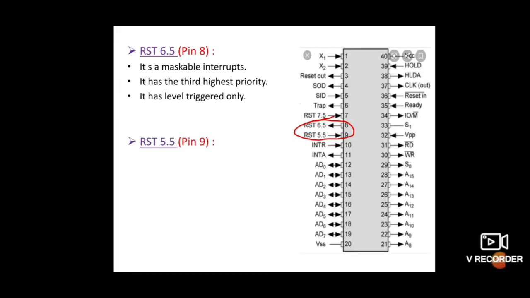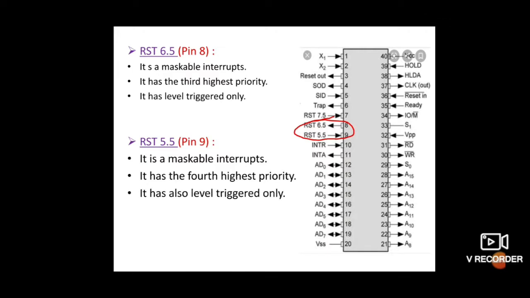Now the next pin is RST 5.5, which is pin number 9. It is a maskable interrupt. It has the fourth highest priority, which means lower than RST 6.5. It also has level trigger.